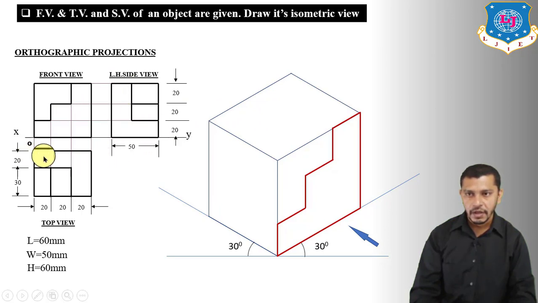In the top view, we will also start with the second part. So let us try to draw the second part in the left hand side view. In the front view, we have drawn the first part, the part of the slab. In the left hand side view, we will start with the second part.